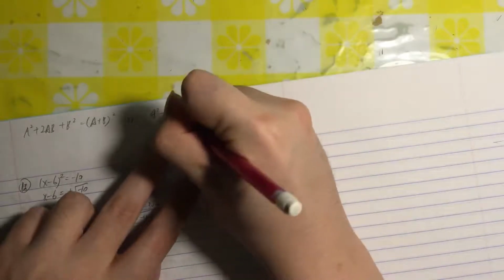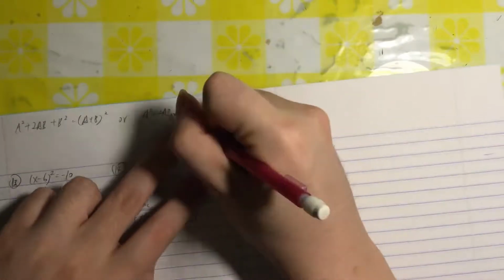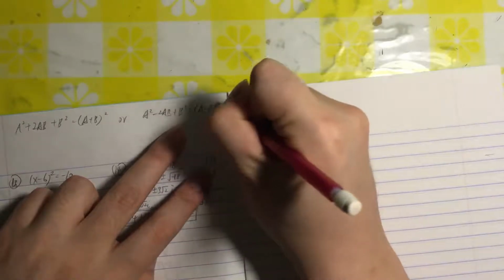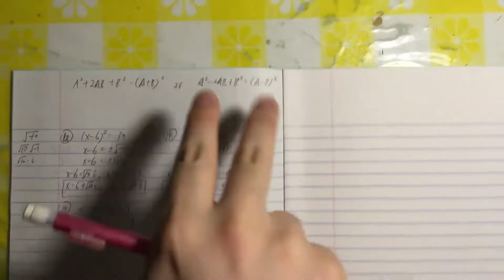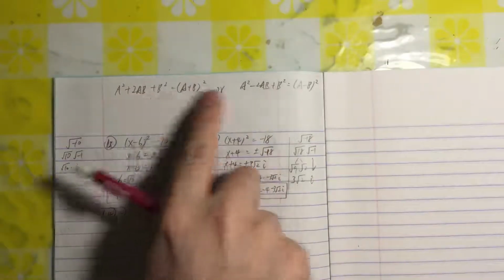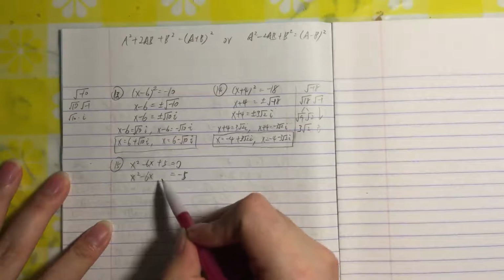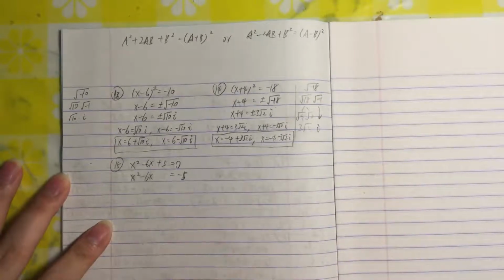Or try to match the form a squared minus 2ab plus b squared, equal to (a minus b) squared. They are called perfect square trinomials. We try to complete the square, to make the left side match these two perfect square trinomials. So here, we try to add a term to make it match the perfect square trinomial.